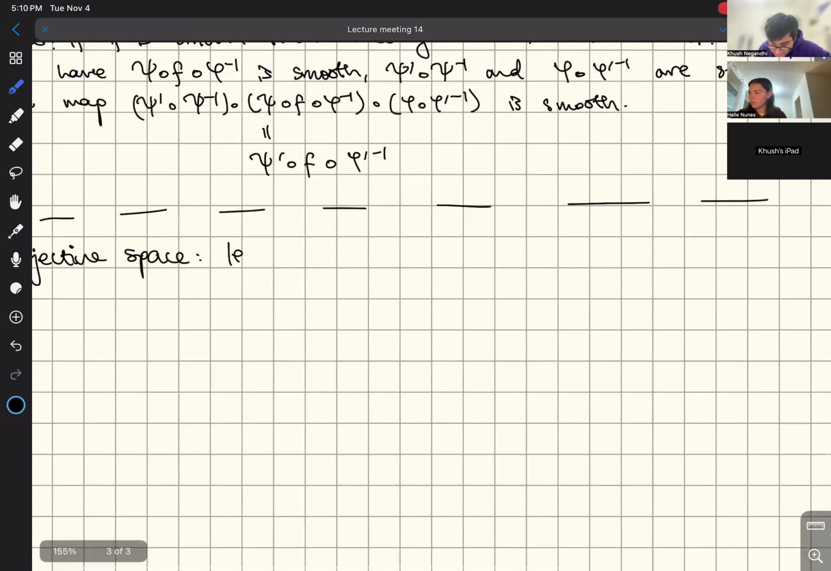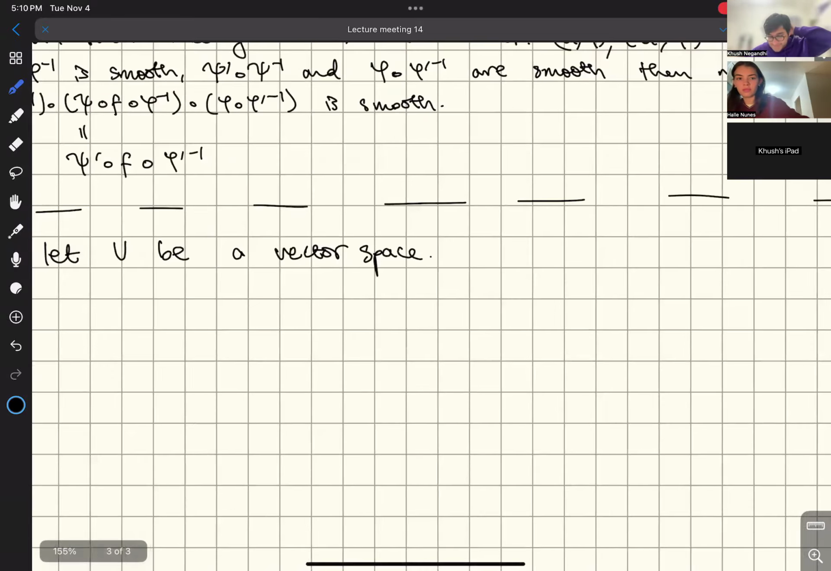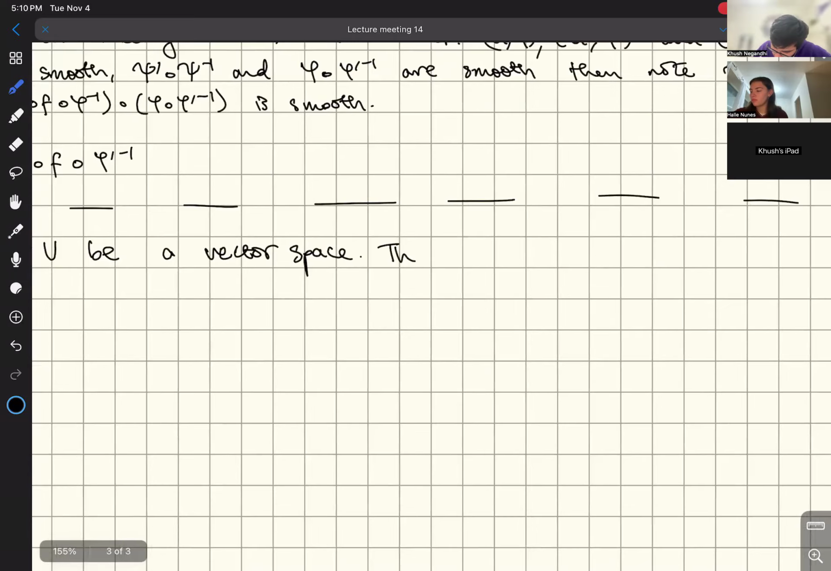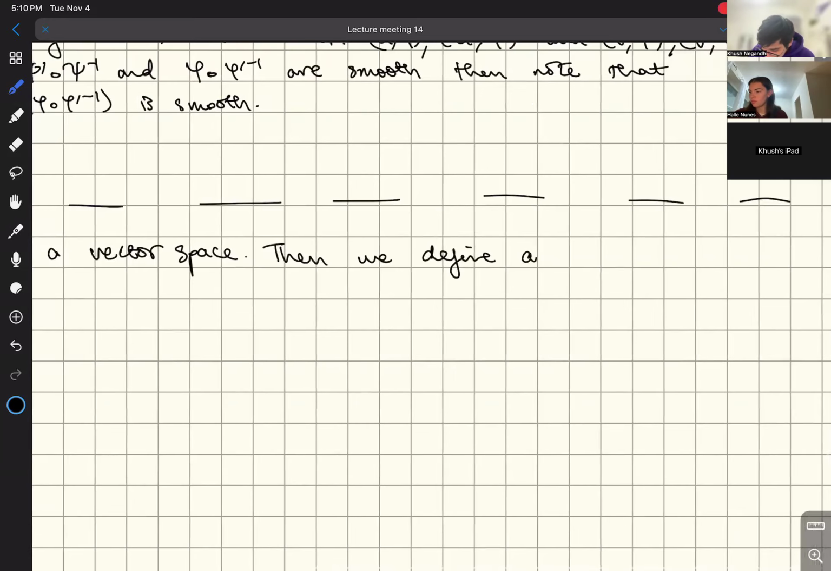Okay. So let V be a vector space. It could be a real vector space or a complex vector space, it doesn't actually matter. We could restrict ourselves to finite dimensions, but I'll see if we need to. So yeah, let V be a vector space. Then we define an equivalence relation on V as follows.